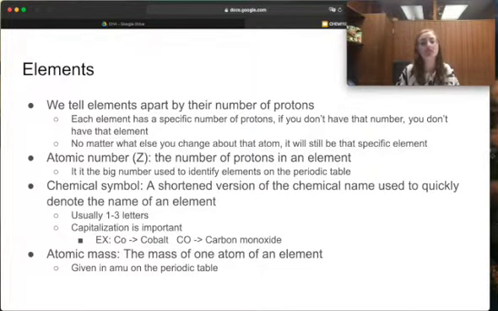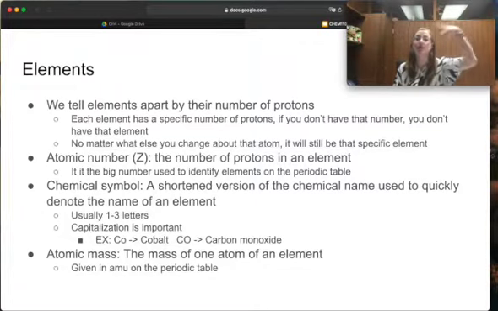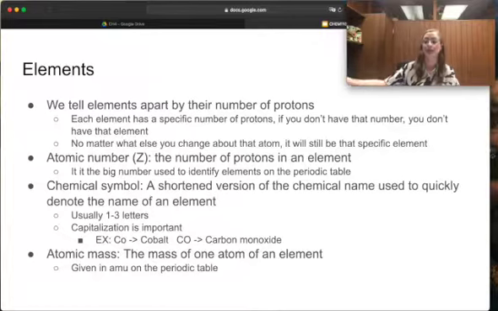So that number of protons in an element is called an atomic number. So the atomic number, we could call that Z. We use the letter Z to represent the atomic number. So I could say, what is the Z of calcium? And you could tell me what the atomic number of calcium is. So the atomic number is the number of protons in an element.